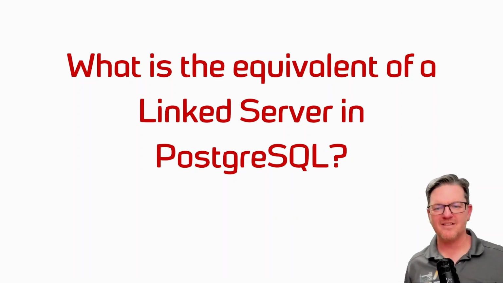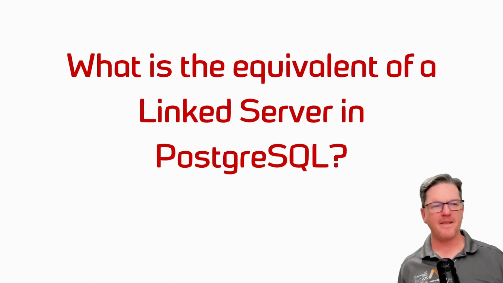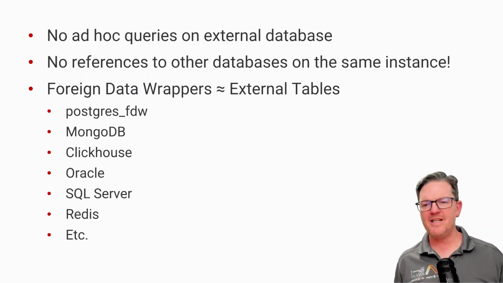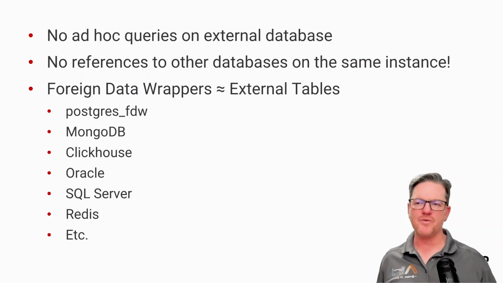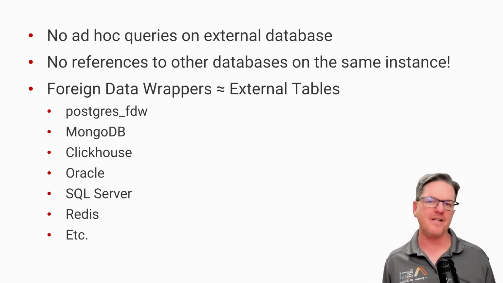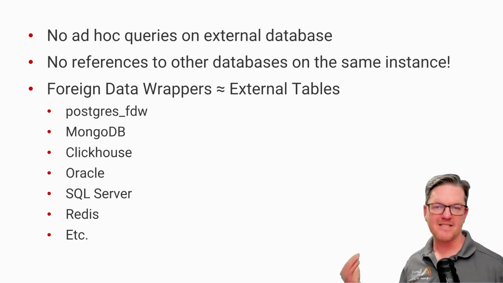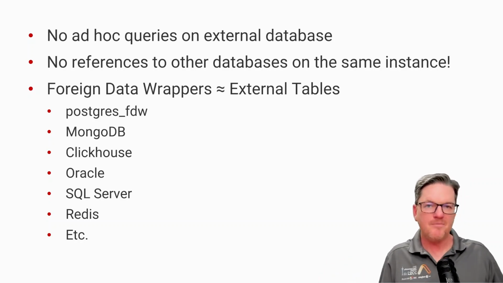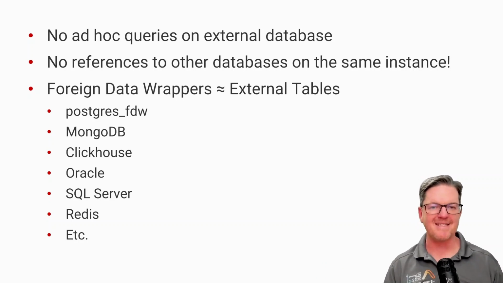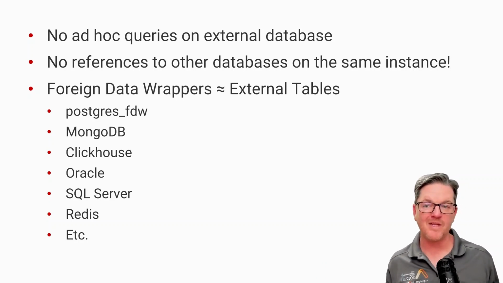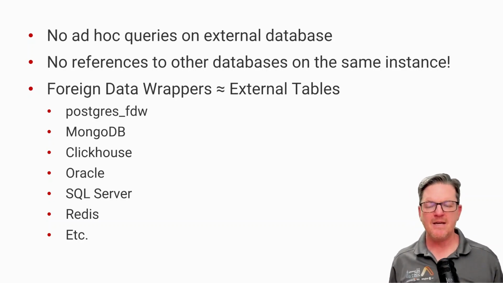What is the equivalent of a linked server in Postgres? A really good question. There is nothing exactly like we are used to in SQL Server. You cannot ad hoc query an external database in Postgres. It might not be the best practice, but there are absolutely times within a running environment you can literally, in SQL Server, reference a database on the same server instance and query that database as long as the user has access to that database. You can't do that in Postgres. There are no references out to other databases, as I said, on the same instance.